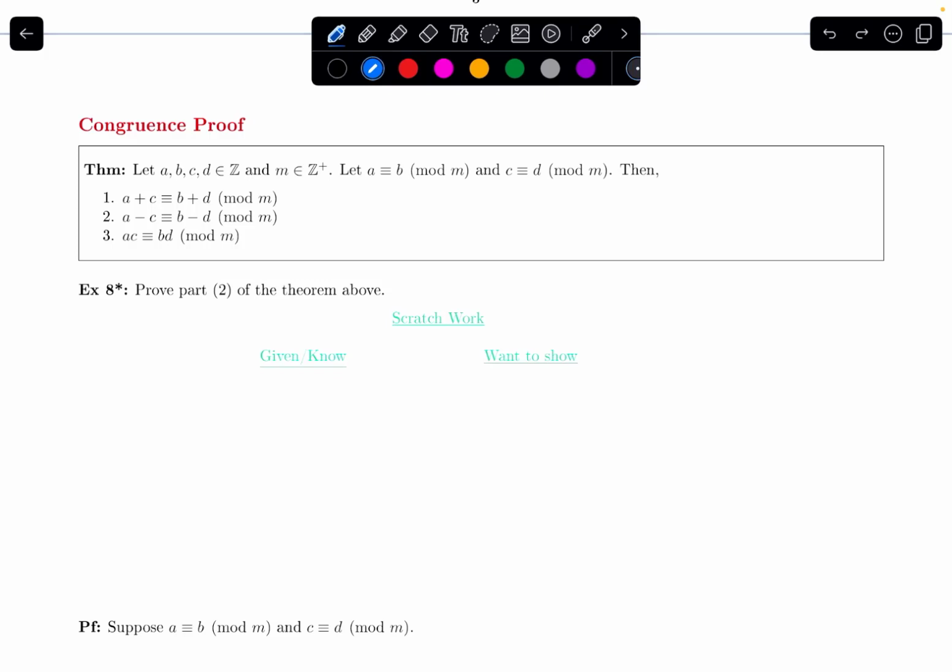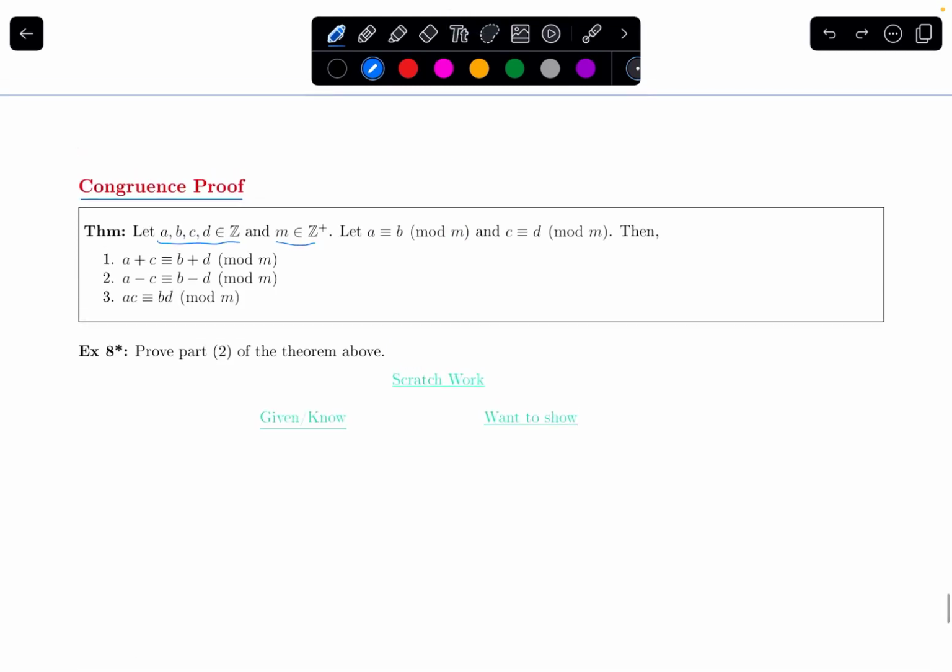In this video, we will take a look at our first congruence proof. So we've seen this theorem before, which says that if a, b, c, and d are integers, and m is a positive integer, and if a is congruent to b mod m, meaning that both a and b have the same remainder when you divide them by m.